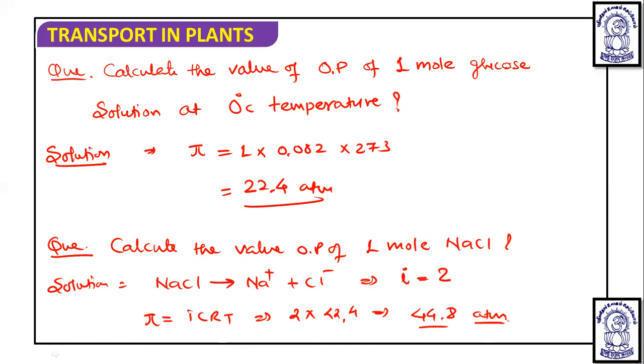So NaCl has a higher osmotic pressure and glucose has a comparatively lower osmotic pressure. The solute particles are more in NaCl. If we take an example where glucose is separated from the NaCl, then the water will move from low osmotic pressure to high osmotic pressure, that is from glucose to NaCl.